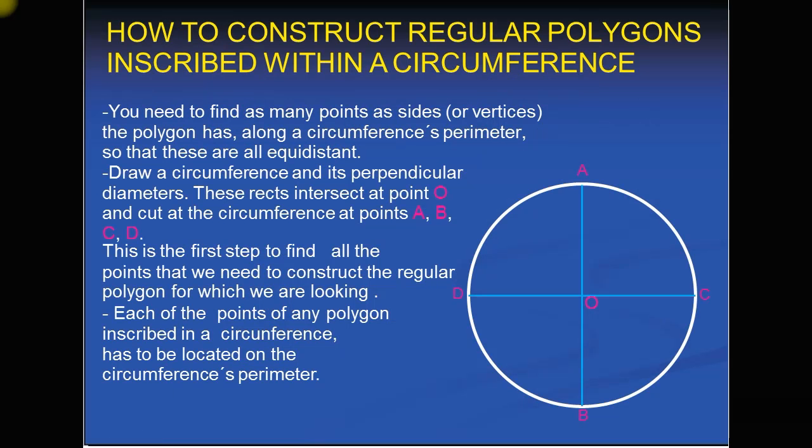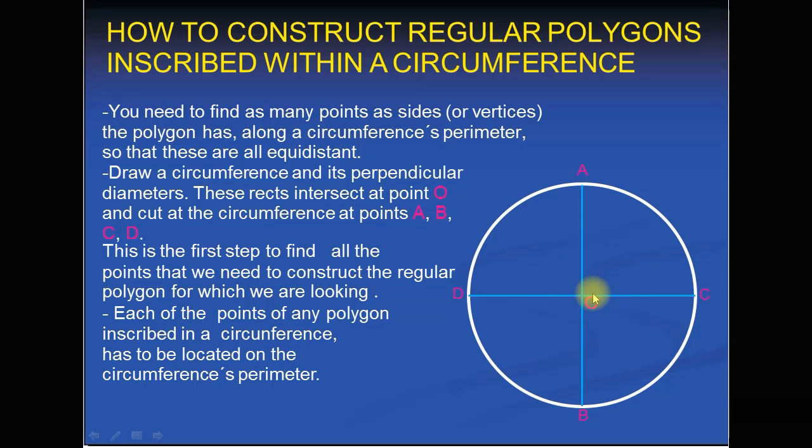Now dear students, as I have already told you in the previous video lecture, to construct a regular polygon inscribed within a circumference, you need to find as many points as sides or vertices the polygon has along the circumference, so that these are all equidistant. Draw a circumference of the circle and its perpendicular diameters. These are the perpendicular diameters. These intersect at point O.